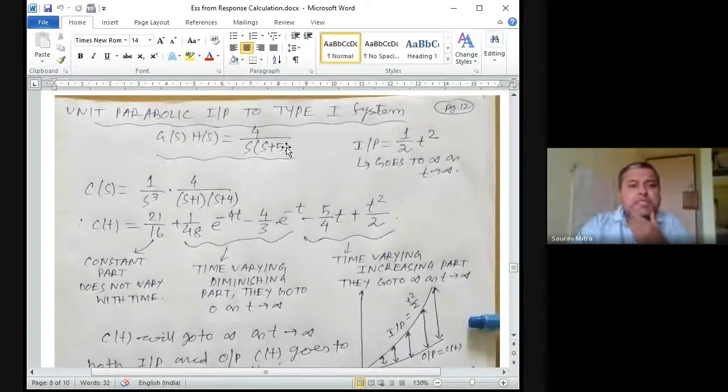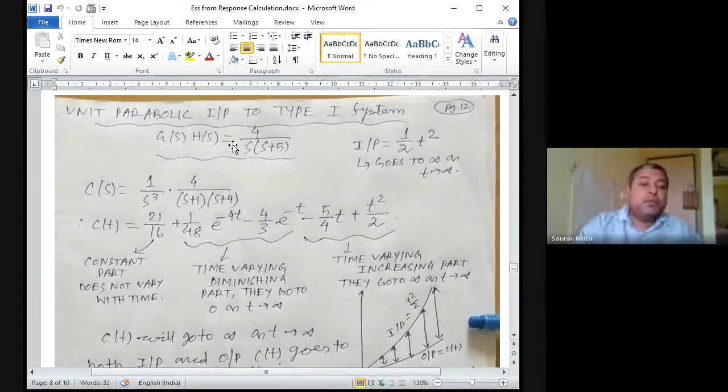So the same thing, GSH is equal to 4 divided by s into s plus 5 that we are taking, and CS is equal to 1 by s cube. So this is RS now. Okay, so CS is equal to transfer function. This is closed loop transfer function. This you have to understand. So this is GSHS is given, HS equal to 1.